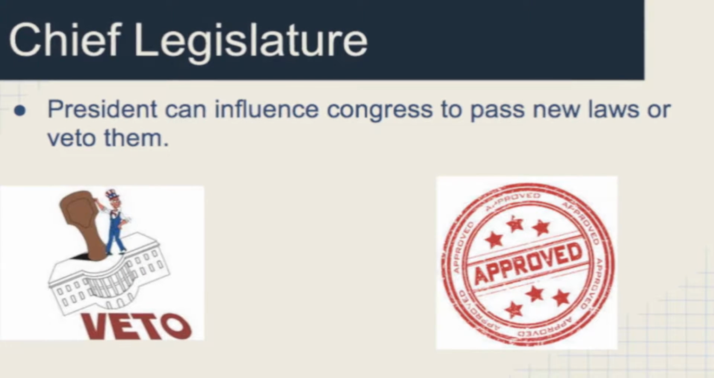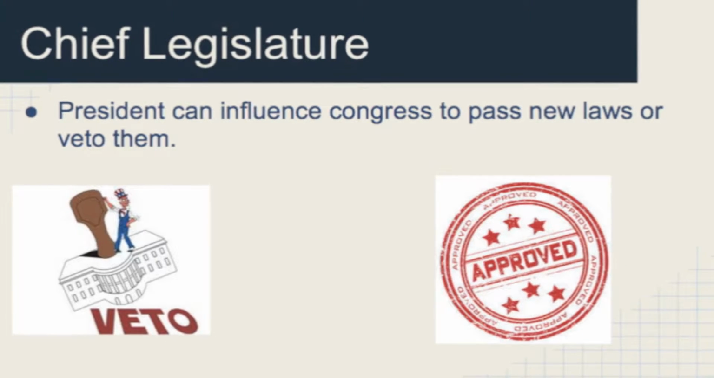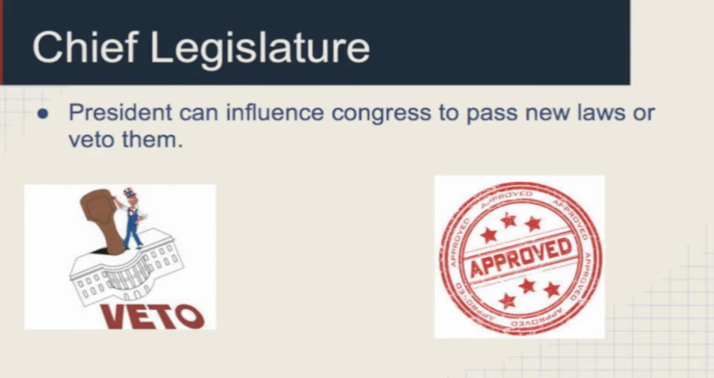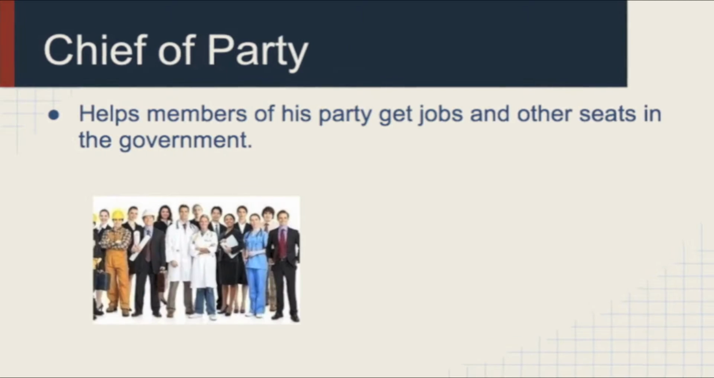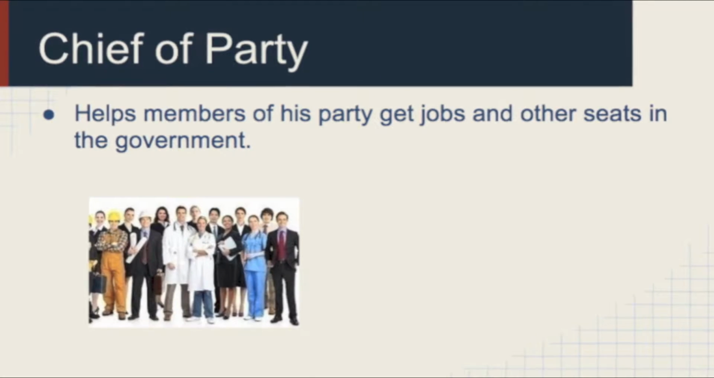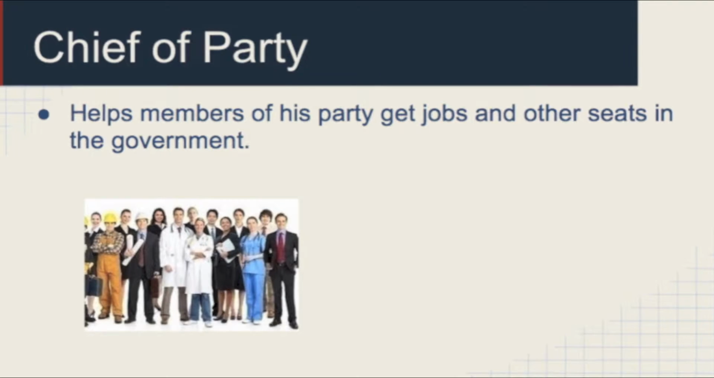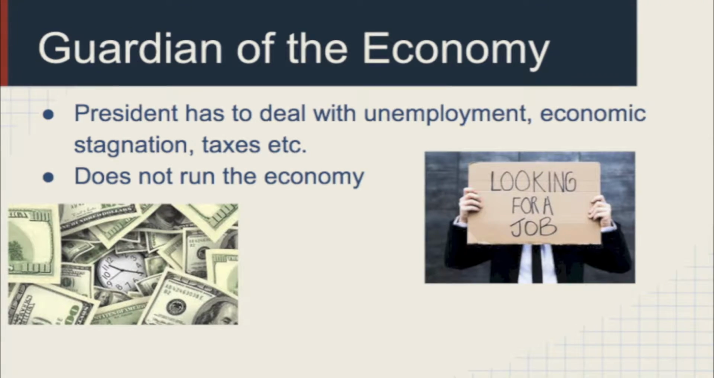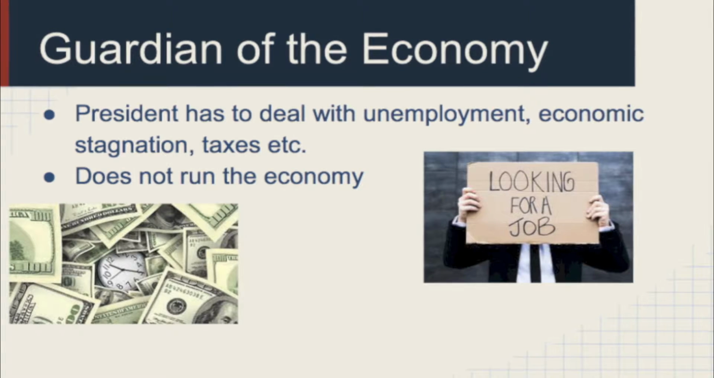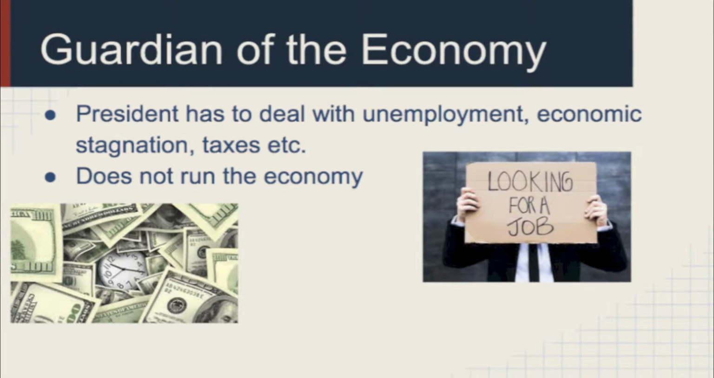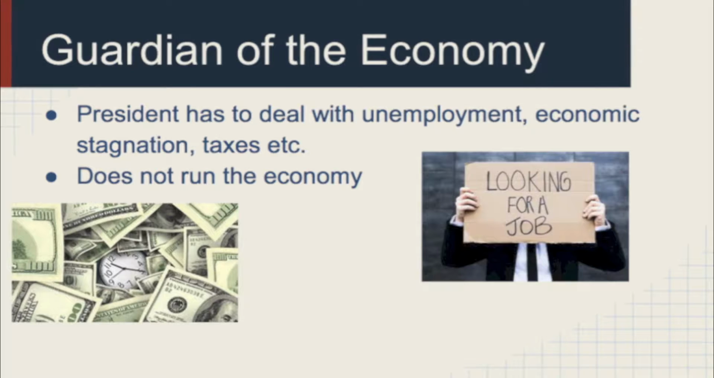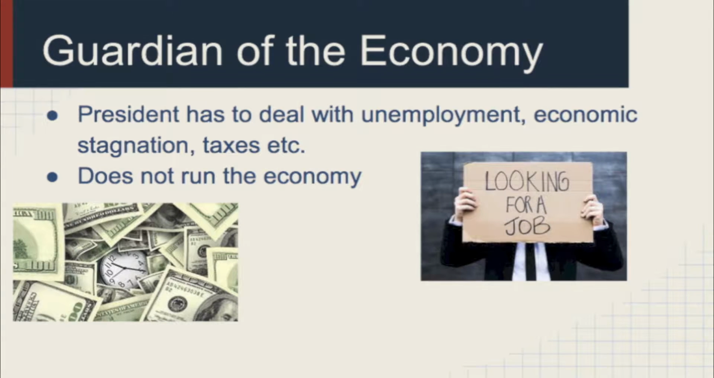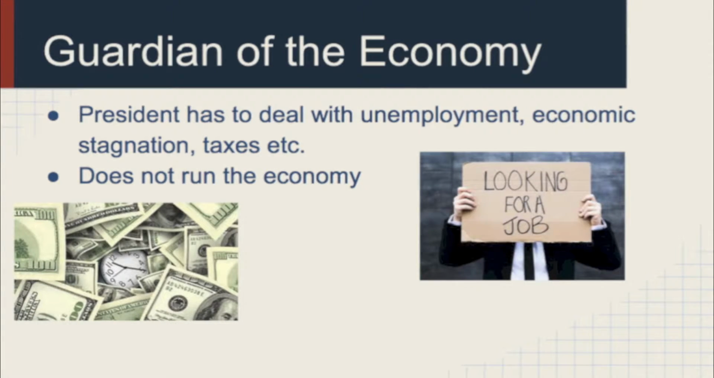5. Chief Legislator. The chief, or the president, can influence Congress to pass new laws or veto them. 6. Chief of Party. Helps members of his party get jobs and other seats in the government. 7. Guardian of the economy. The president has to deal with unemployment, economic stagnation, taxes, and other things. He does not run the economy, but is supposed to help it run smoothly and benefit the general public.